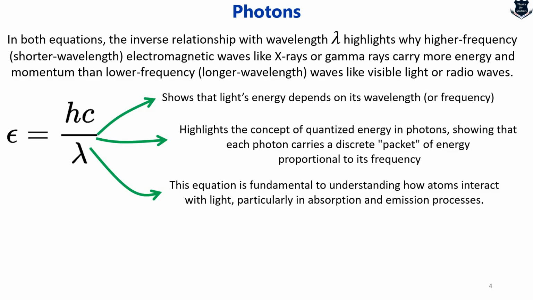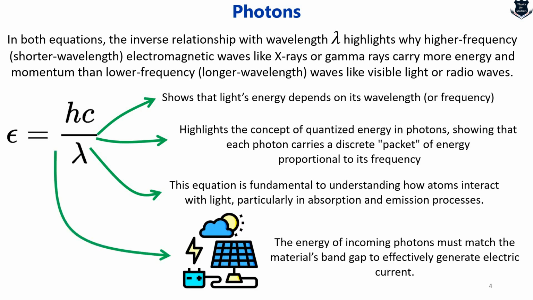And what do we mean by that? We will look in today's video. And it is particularly important in absorption and emission processes. Lastly, the energy of incoming photons is also important in solar cells. That means it must match the material's band gap to effectively generate electric current.